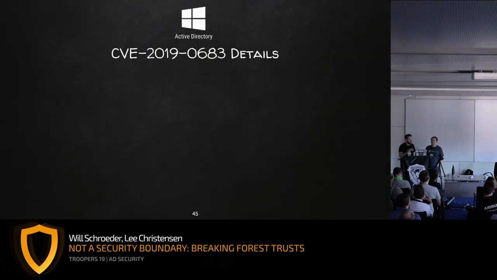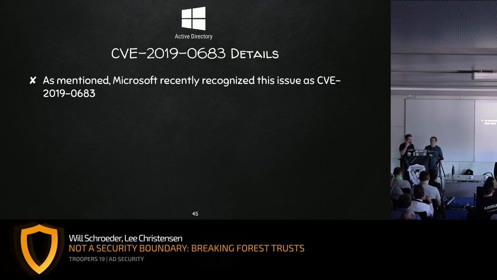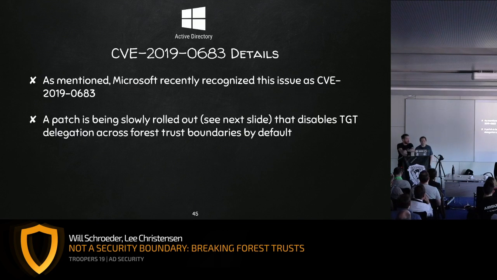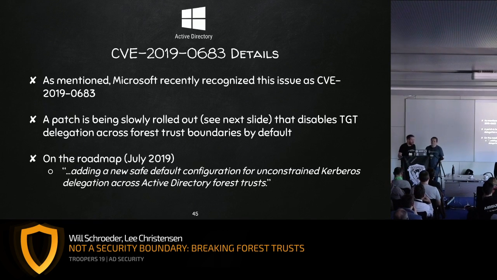But what's really cool is the CVE 2019-0683 details. So they recently released this patch. And we haven't fully tested all the components of the patch. This is based on their documentation of what they're going to be doing. They're slowly rolling this patch out that disables TGT delegation across forest boundaries by default, which is awesome. On the roadmap, they're going to be implementing a new safe configuration for unconstrained Kerberos delegation across trusts. So how are they going to be doing this?